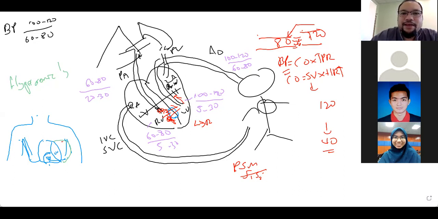Okay. Let's look at another lesion. Kejap. Okay. Let's see if I can delete this.